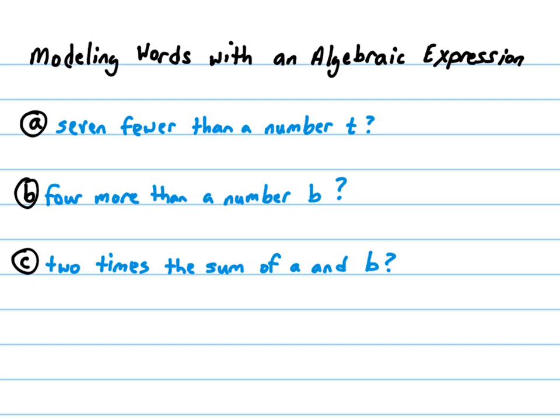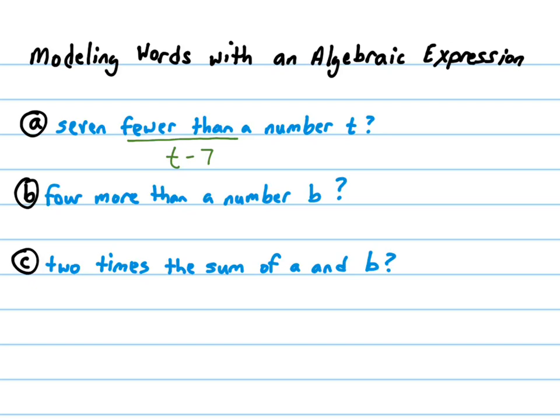So example A, 7 fewer than a number t. In this case, the fewer than means we're taking something away from t. So in this case, we're looking at t minus 7. 7 fewer than a number t.